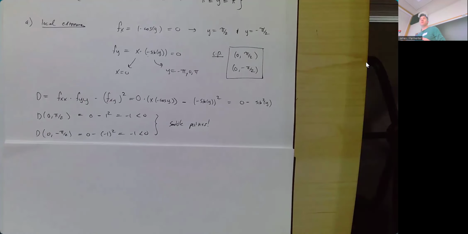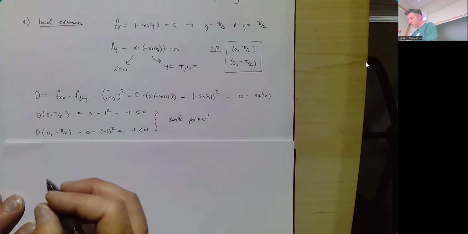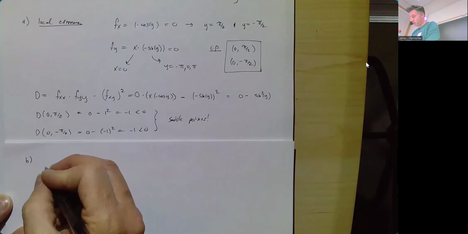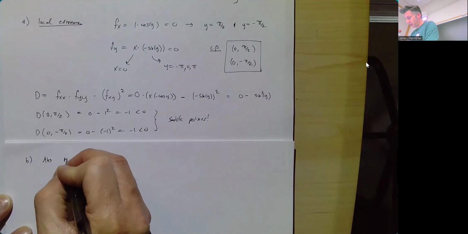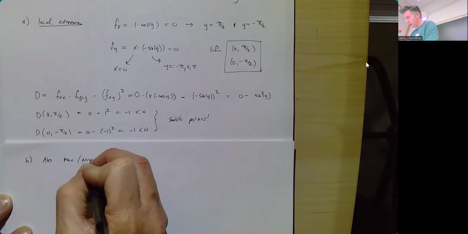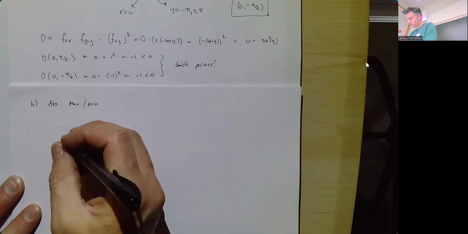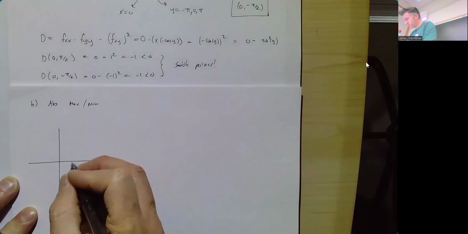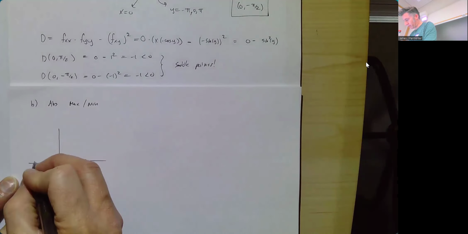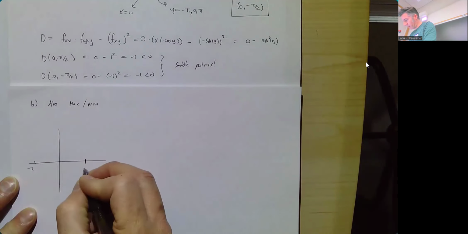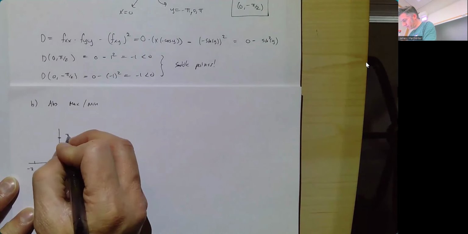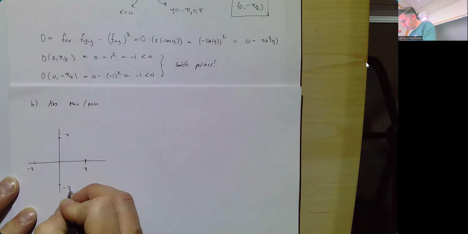Nice thing about the second part is you still need the first part. You still need this critical point. So for B, absolute max and min. I really like drawing the domain. I find it helpful. So we're going as far as negative pi and pi in each direction. We got ourselves a little square here.